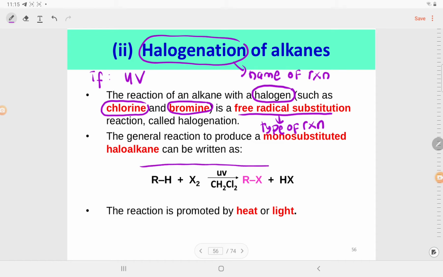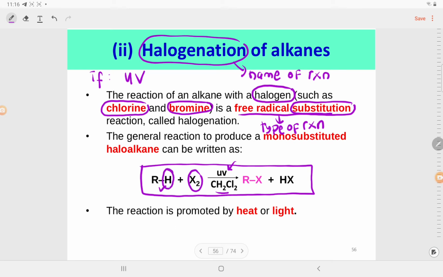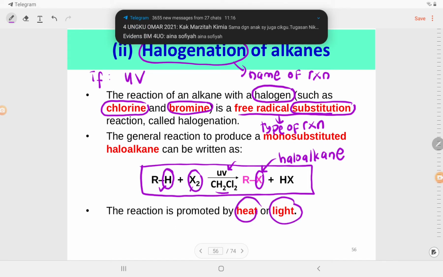According to the general equation, this is any alkane of the homologous series, the reagent is a halogen, the condition is the presence of sunlight, and this halogen must be in an inert solvent. The process involved is substitution: you eliminate hydrogen and replace it with one halogen atom. Finally, the product formed is in the class of haloalkane. The most important thing is to find the presence of UV.